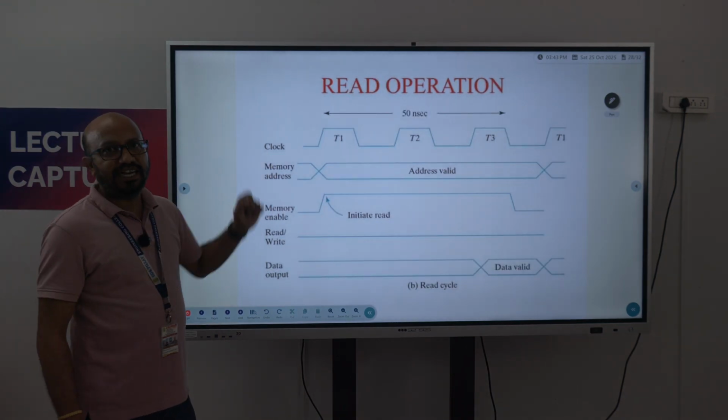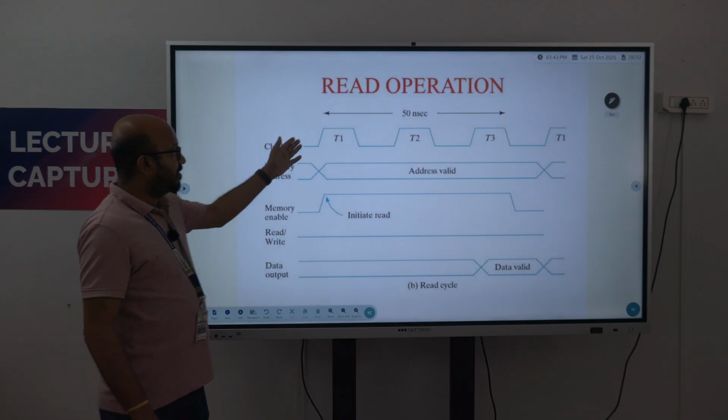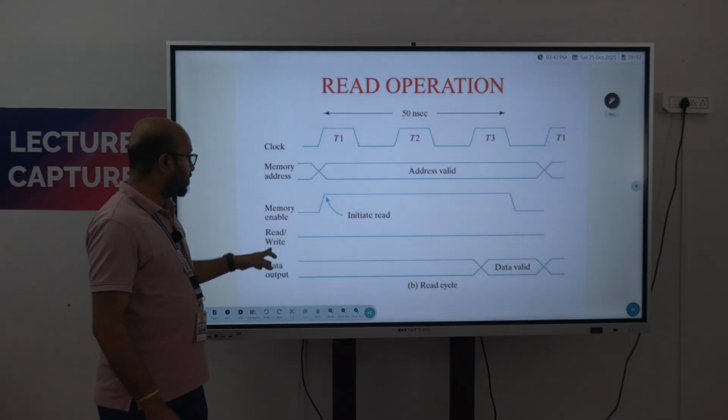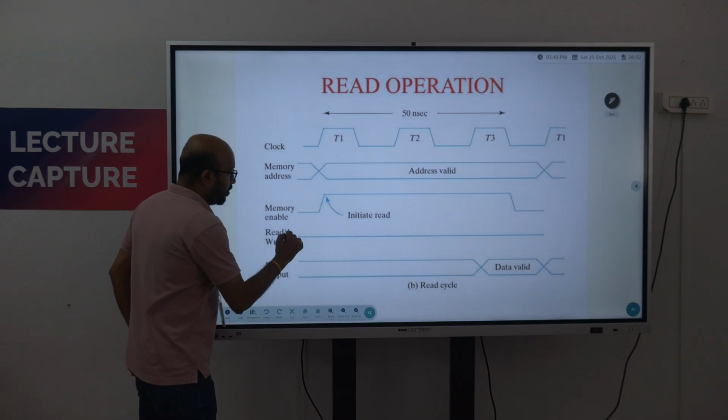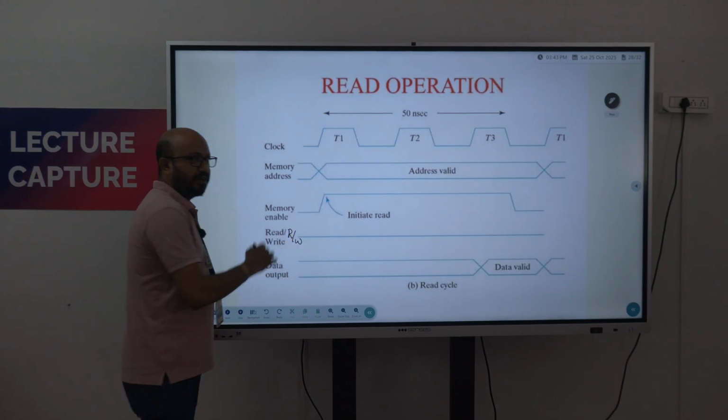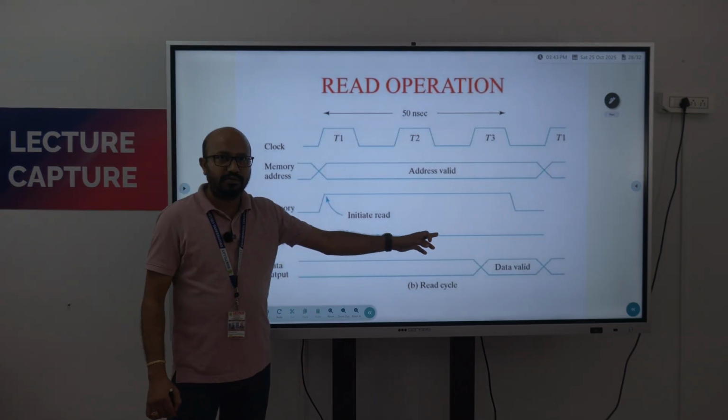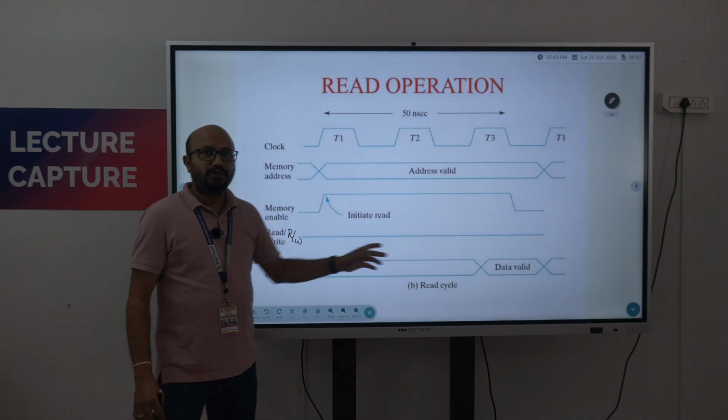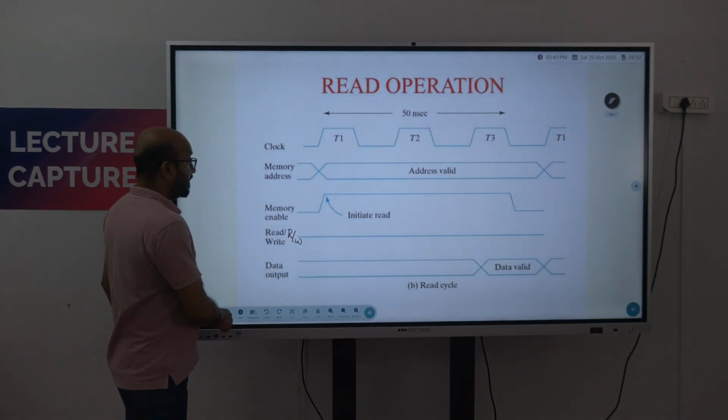Okay, next one is a read operation. So based on the time period, this is a read operation. Read is nothing but R bar W. It is a non-complementary output, so we are giving 1. Okay, the line is 1. So this is the read operation.